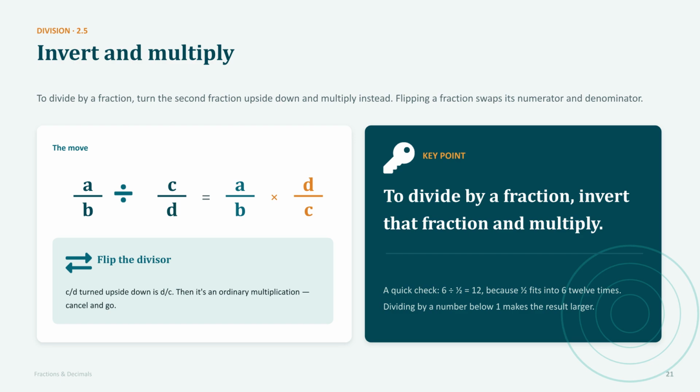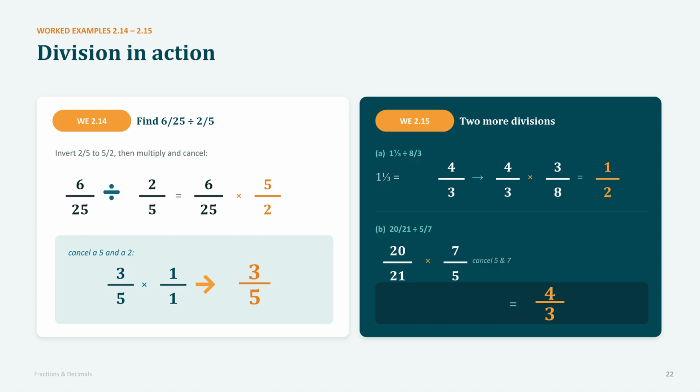To divide by a fraction, use the "invert and multiply" rule. Flip the second fraction upside down, turning the divisor into its reciprocal, then perform simple multiplication. When dividing fractions, remember to invert the divisor, not the first fraction. Applying this, 6/25 divided by 2/5 becomes 6/25 times 5/2, which simplifies neatly to 3/5.